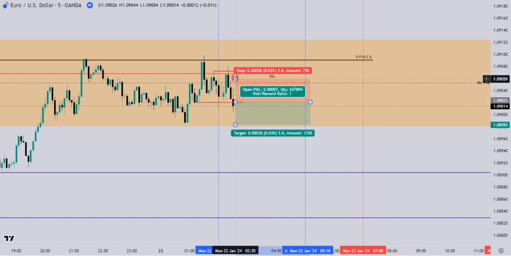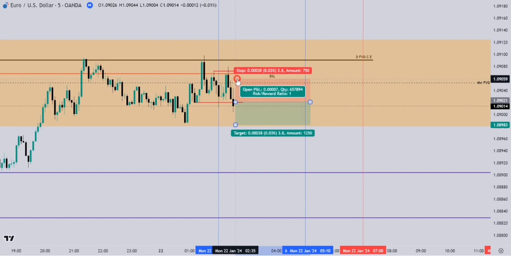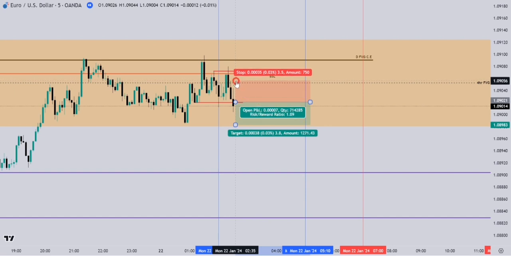I place a sell limit and place the stop above that breaker block, which will be here, and target 3R.